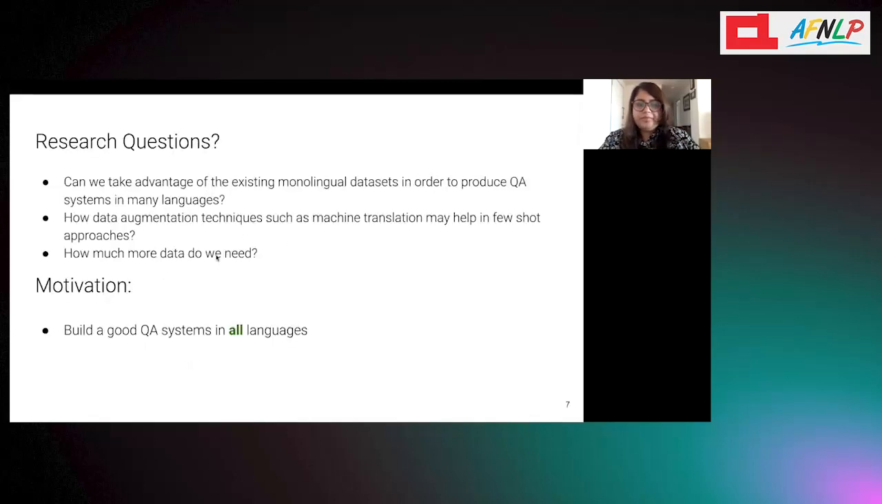So based on them, our paper focuses on some key research questions. Like, can we take the advantage of the existing monolingual dataset in order to produce QA system in many languages? How data augmentation techniques such as machine translation may help in few shot approaches? And more importantly, how much more data do we need? Motivated by that, we aim to build a good QA system in all languages.